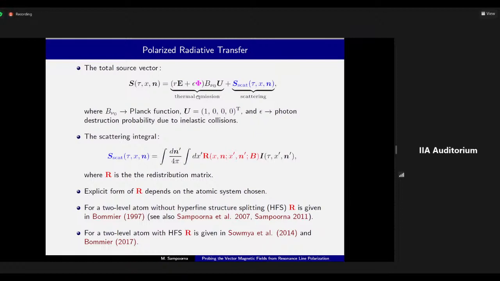The total source vector is the sum of the polarized thermal emission plus the scattering contribution, and the scattering integral is given by the product of the redistribution matrix times the incoming intensity integrated over all angles and frequencies. The PRD matrix depends on the atomic system chosen. For example, for a two-level atom without HFS, this matrix has been derived in Bommier 1997 using a quantum electrodynamic approach. For a two-level atom with HFS, this matrix is derived in the absence of elastic collisions in Sowmya et al. 2014 using the Kramers-Heisenberg scattering approach of Stenflo, and more recently in Bommier 2017, where even the collisions are taken into account.